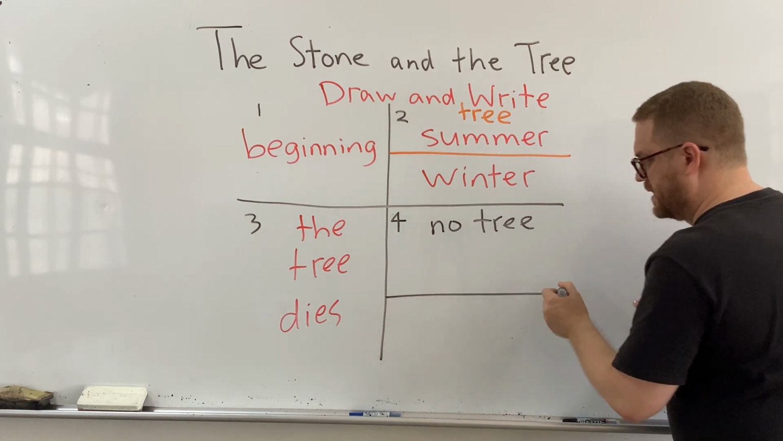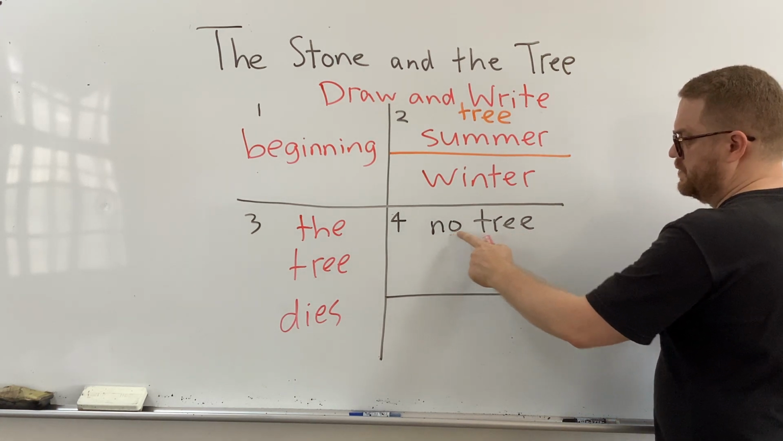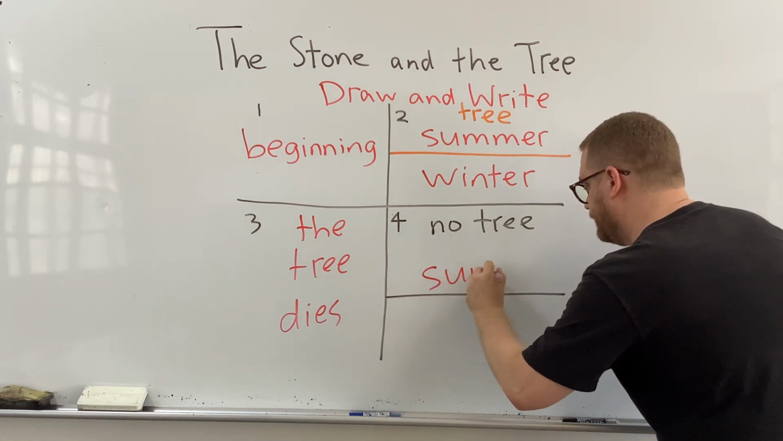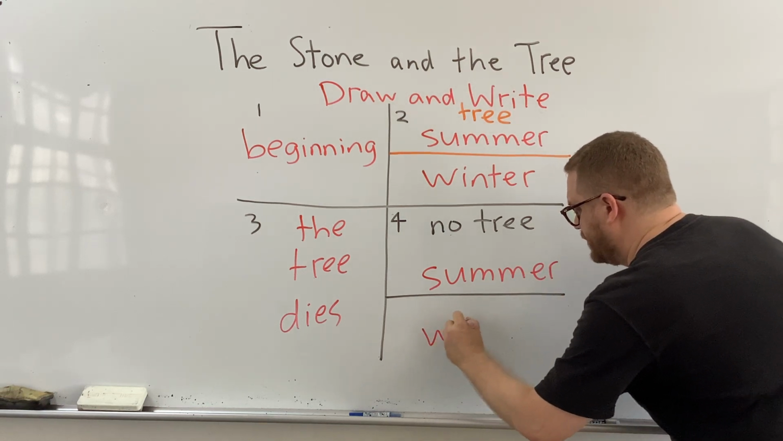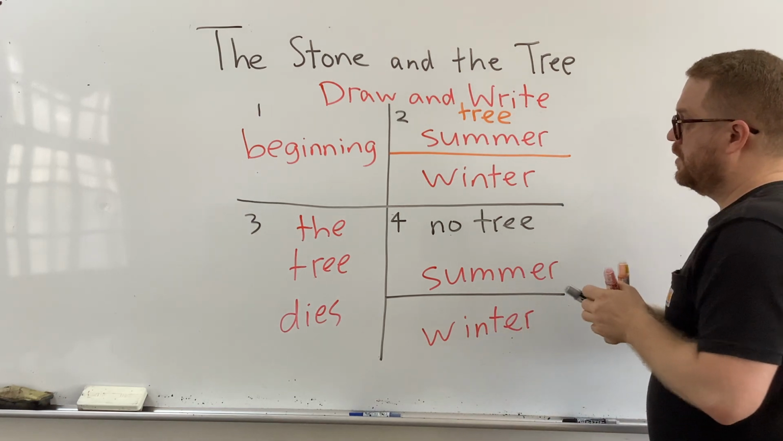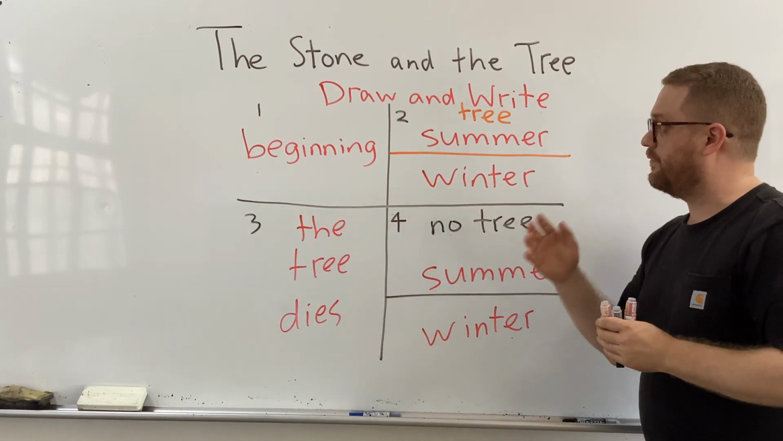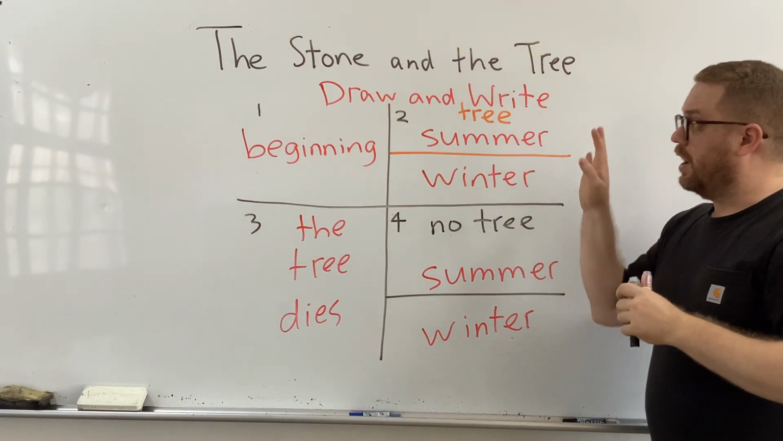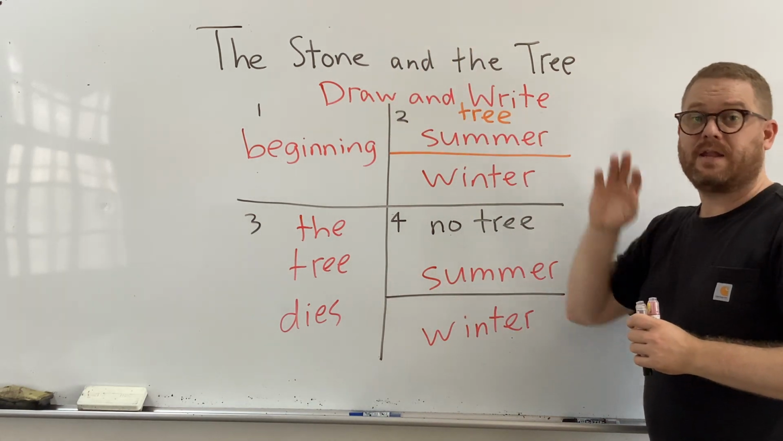This again will break into 2 parts. So when the stone is alone, when there is no tree, what happens in the summer? And again, what happens in the winter? Please take some time to finish 1, 2, 3, and 4. And please feel free, you can take a picture of your activity once it is finished and upload it.